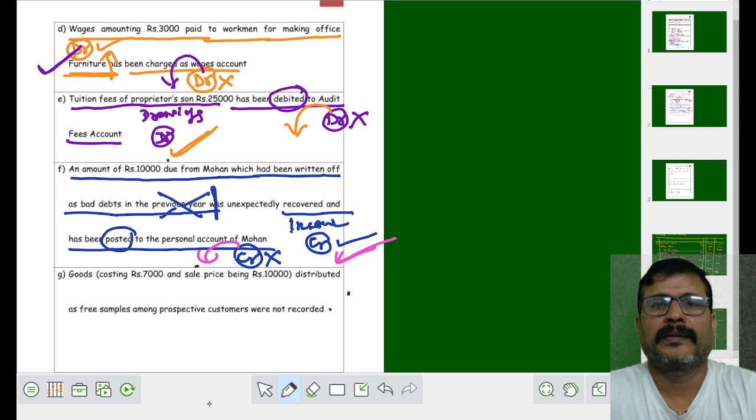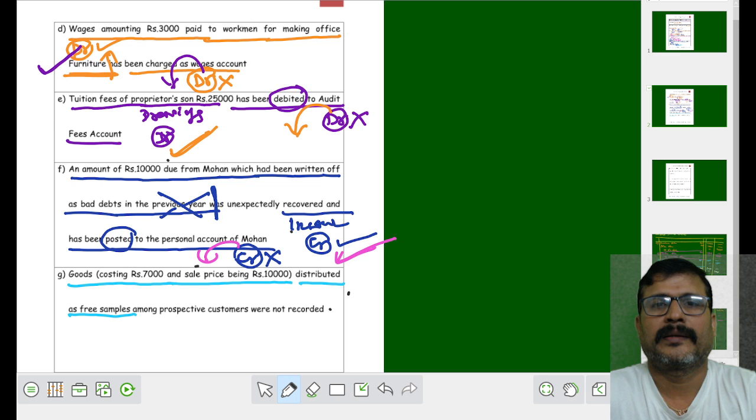See what happened in the next transaction. Goods costing rupees 7,000, sales price 10,000. क्या है इधर? Costing 7,000 है, sales price 10,000 है. कौन सा लेना, कौन सा नहीं लेना, what is to be taken, what is not to be taken depends upon the next sentence. Distributed as a free samples.